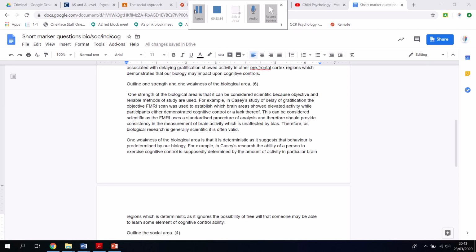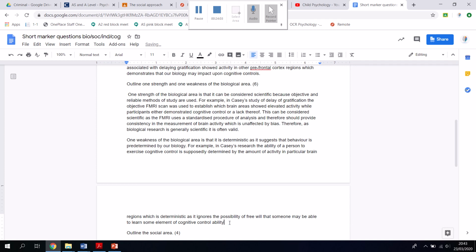So I'm just going to add that on to the end. So one weakness of the biological area is that it's deterministic, suggests behaviour is predetermined by biology. For example, in Casey's research, ability to exercise cognitive control is determined by amount of activity in brain regions, which is deterministic as it ignores the possibility of free will, someone being able to learn some element of cognitive control.